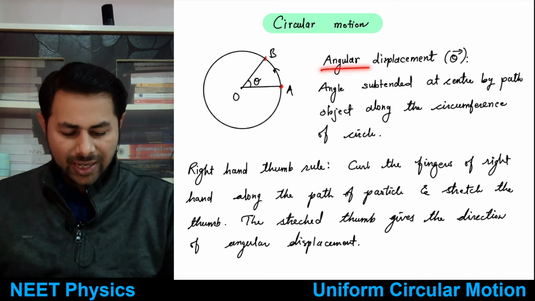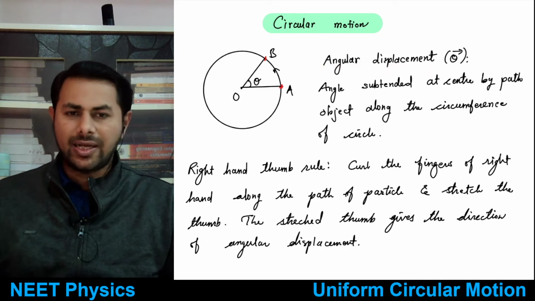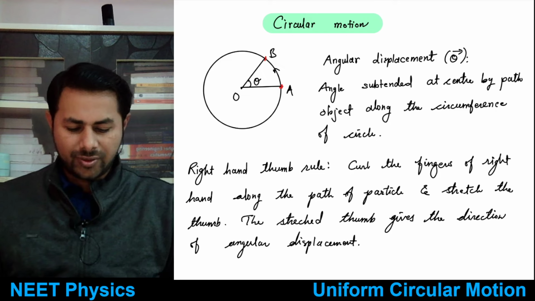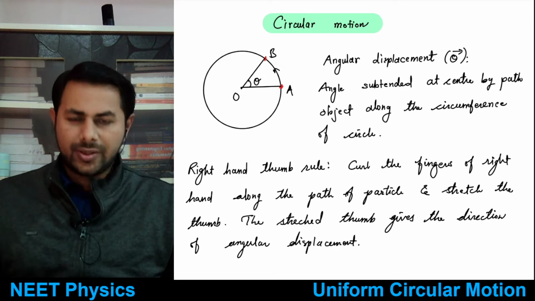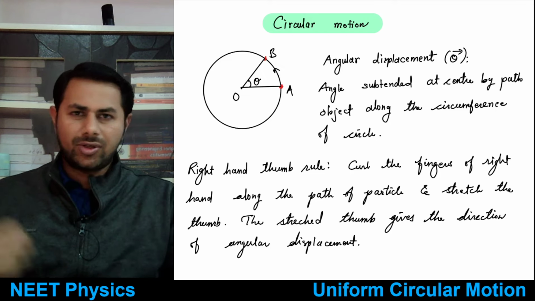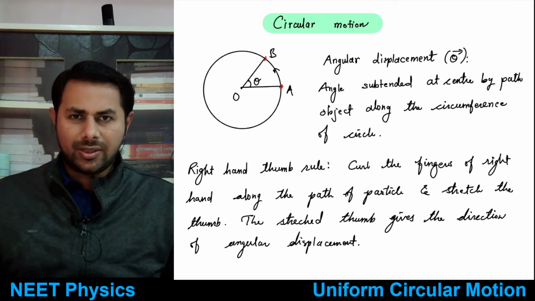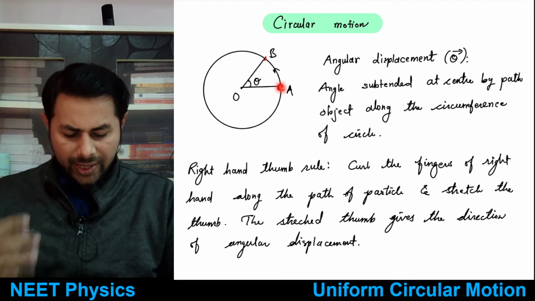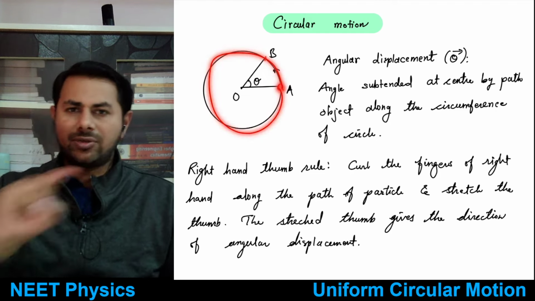So first is angular displacement. Now what is angular displacement? It's just like our linear displacement. Okay, so here see, in case of linear displacement we take the shortest distance between start point and end point. Now what is the angular displacement? Suppose you have this object and it is moving along the circumference of this circle.